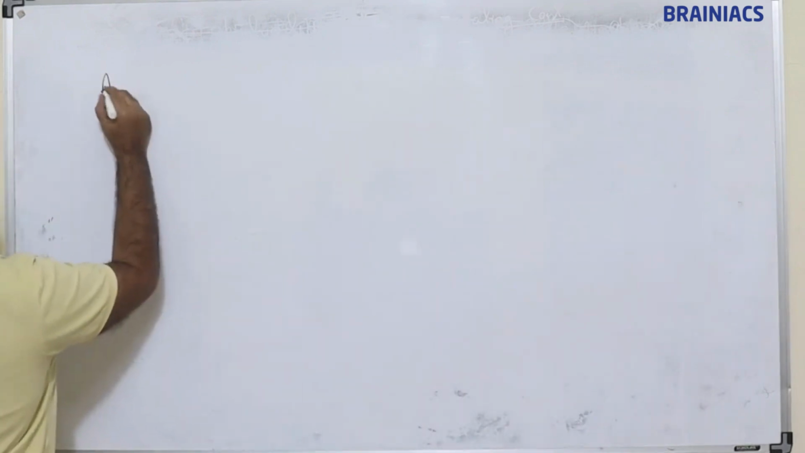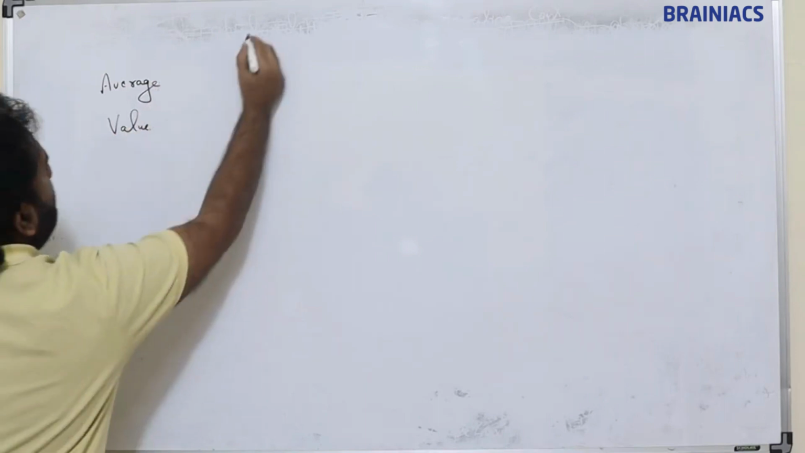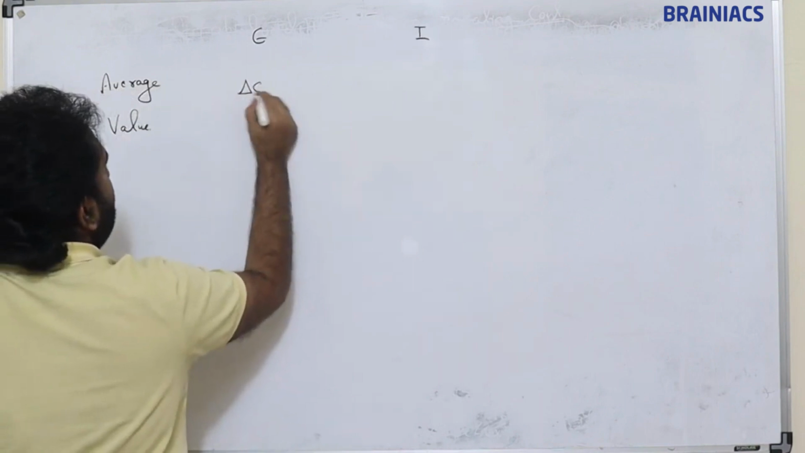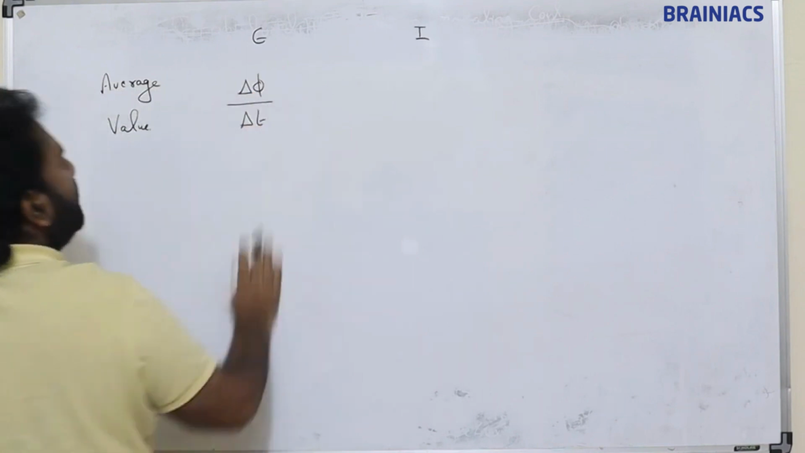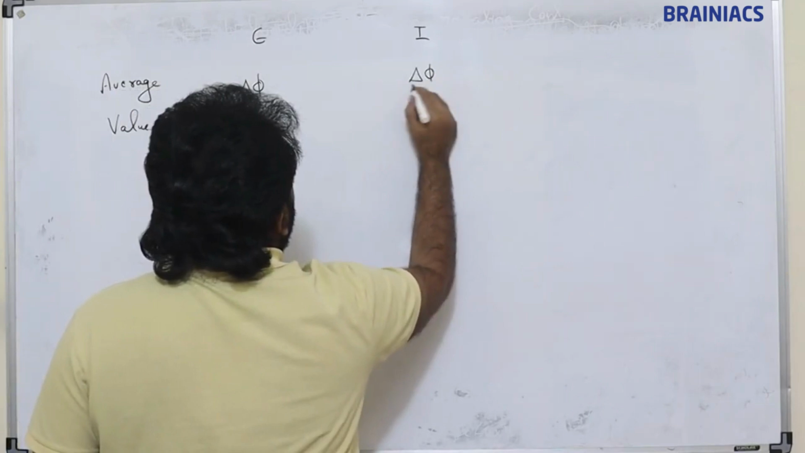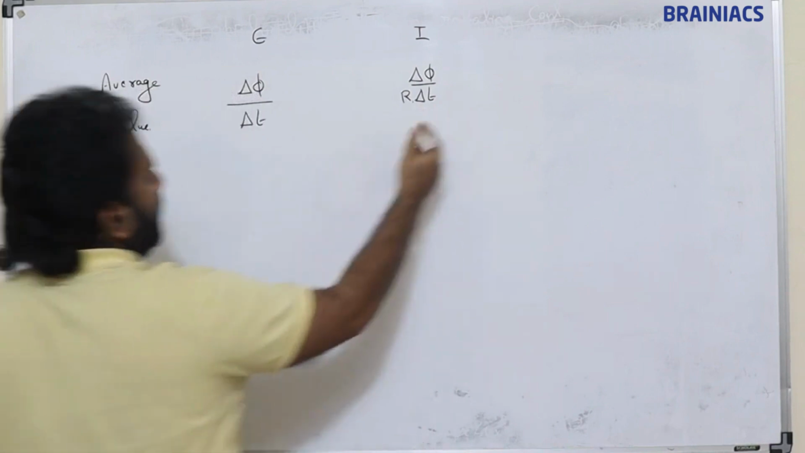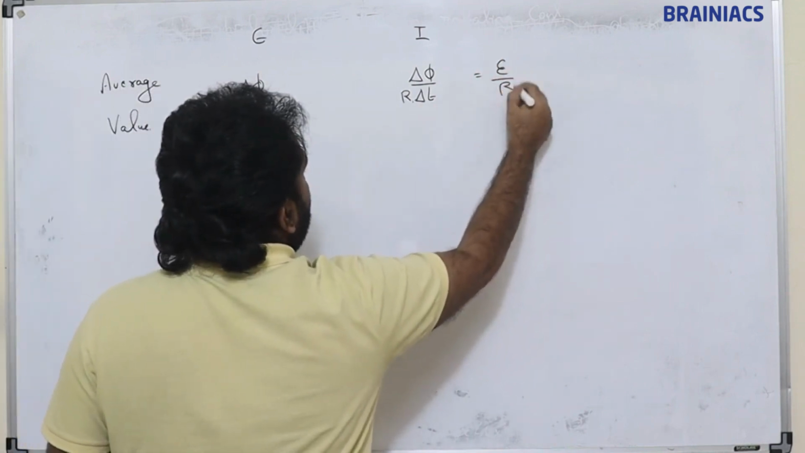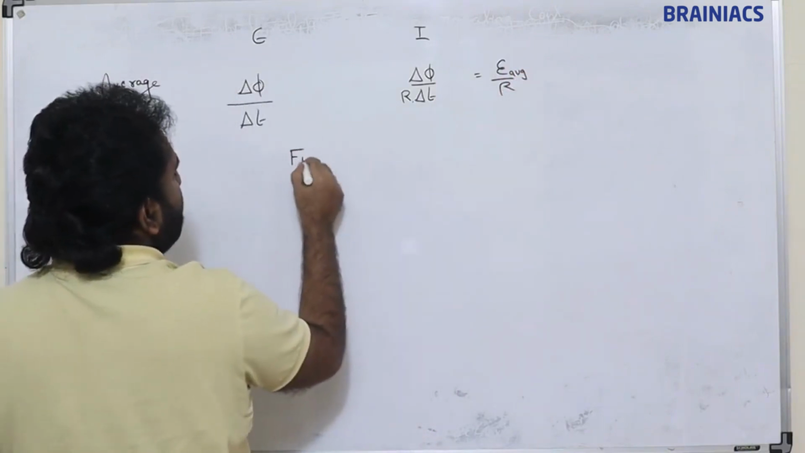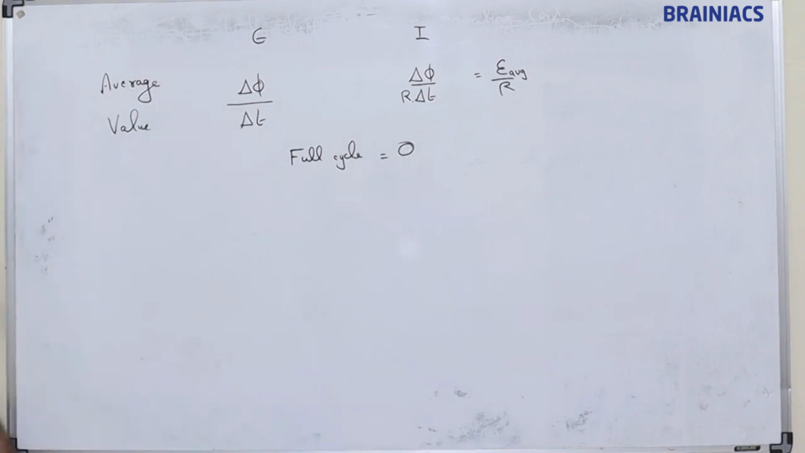Okay, so average value. EMF, current: this is actually delta phi by delta t, and this one is delta phi by delta t divided by R, or simply we can say this is nothing but E by R, average value. Over a full cycle or half cycle we will get a value. For a full cycle or full time period, definitely we are going to get 0.